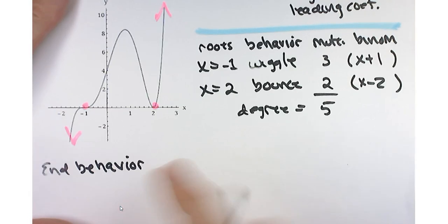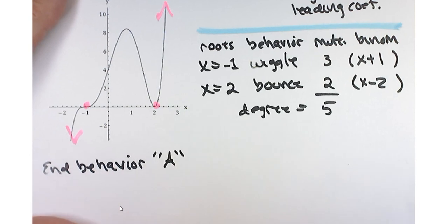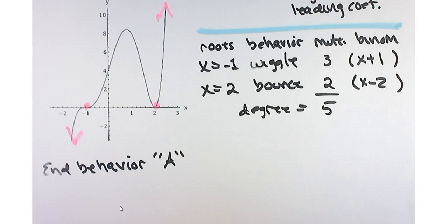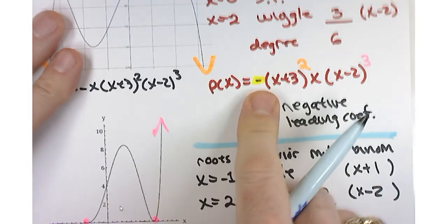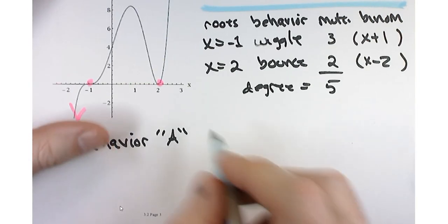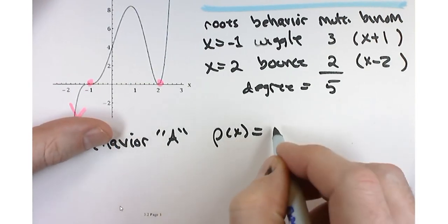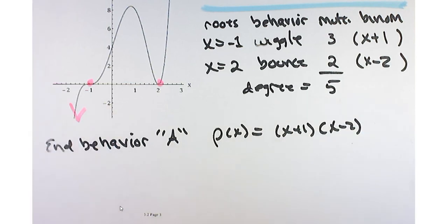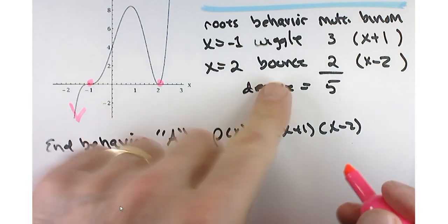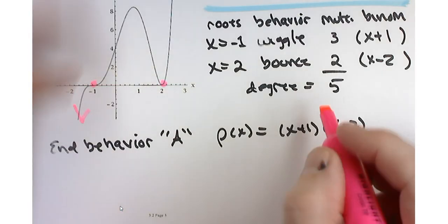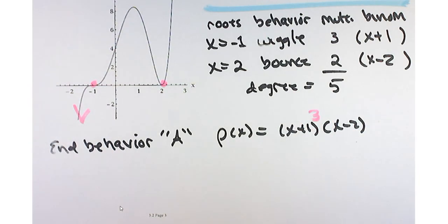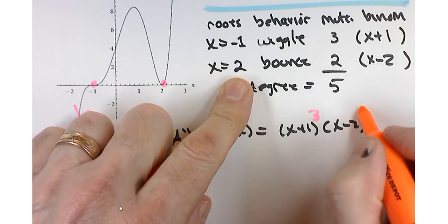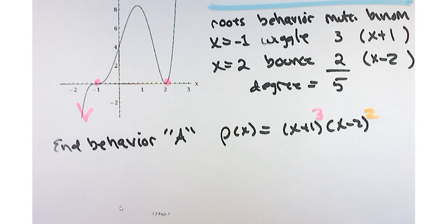This end behavior would be end behavior A. End behavior A means you've got a positive leading coefficient, so we don't have to worry about the negative like I did with the previous one. P of x is going to be x plus 1 times x minus 2. And now I need to throw in some exponents here. The exponent for the x plus 1 term is coming from the wiggle, which is a 3. And x minus 2 has a bounce, so that's going to be a 2 here. And that's it. That's our polynomial.